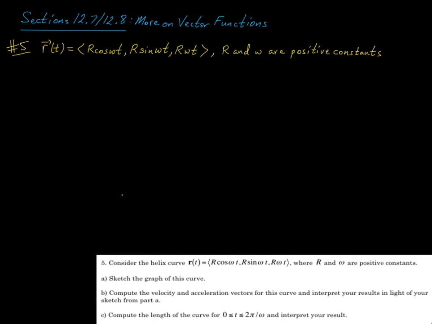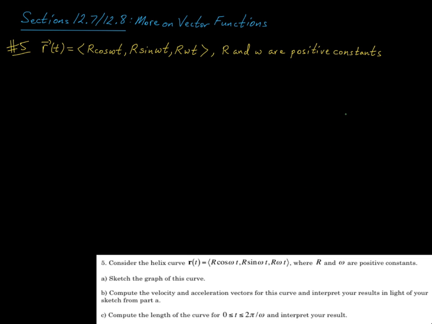Alright, so in this video we're going to look at problem number 5. It says consider the helix curve described by the vector function r of t, which is equal to capital R cosine omega t, comma capital R sine omega t, comma capital R omega t, where capital R and omega are positive constants. Part A asks us to sketch the graph of this curve.